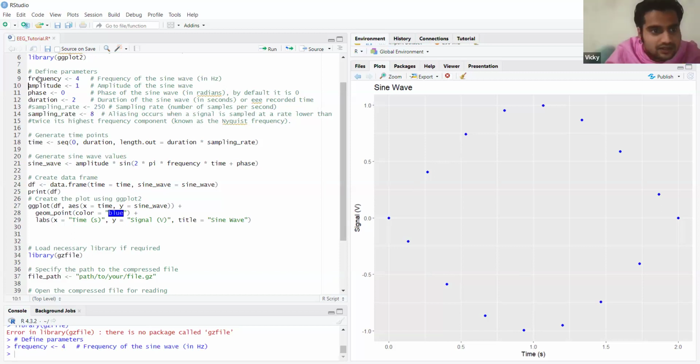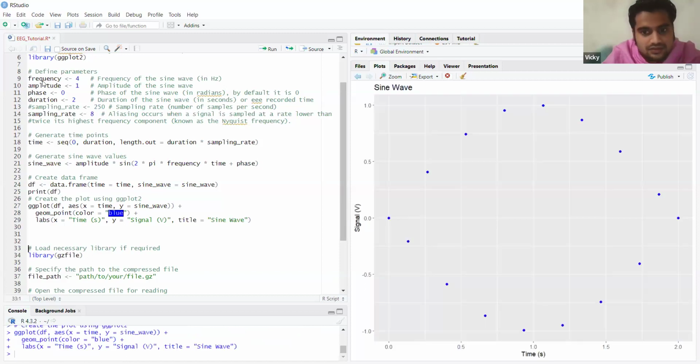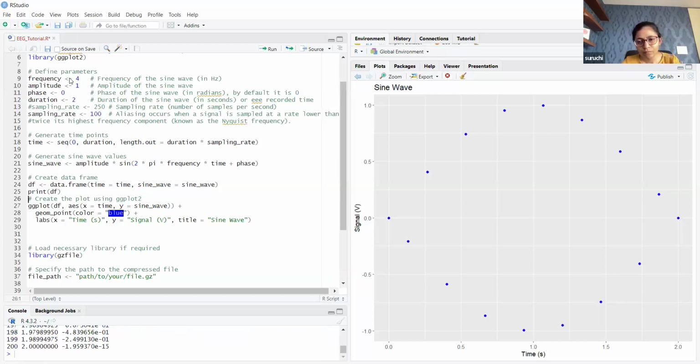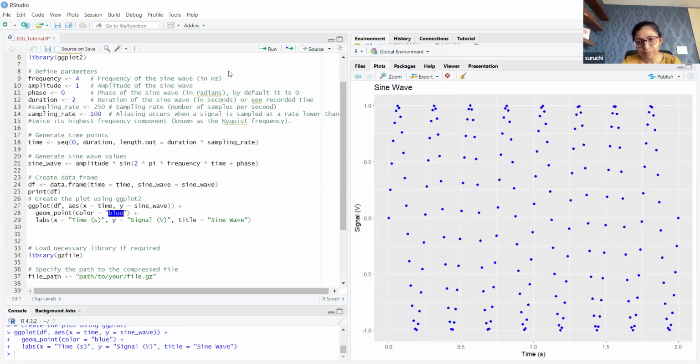Okay, let me start it again with frequency. Yes, same. If we take it as 100, then it should be clearer now. Yeah, it is 100, and it gives a clear picture. So we can count.